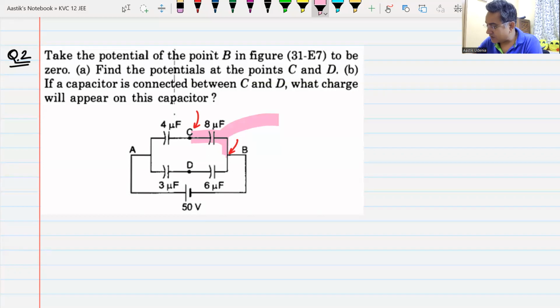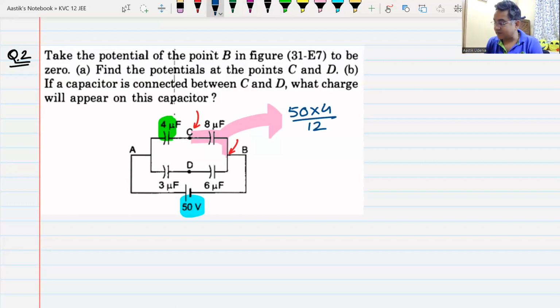How do I find the potential drop across this 8 microfarad capacitor? I don't have to do much. I just have to see in what ratio it is getting divided. The total voltage, as you can see, is 50 volts. So I take 50 multiplied by, it divides in inverse ratio, so I multiply it by 4 and divide it by 12. Do we understand this? 4 plus 8, 12. So the potential drop becomes 50 by 3. That means the potential of point C becomes 50 by 3.